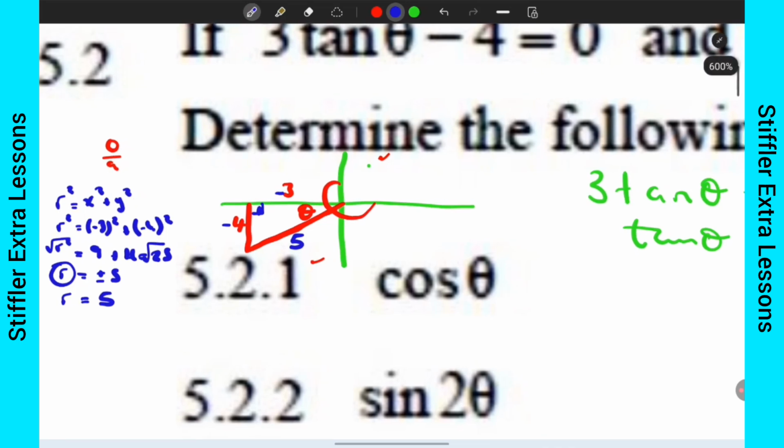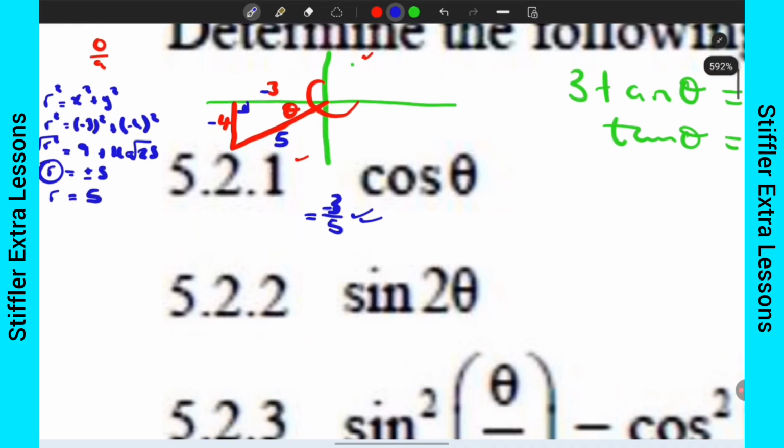So now we can deal with what we want to deal with here. They said we must solve for cos of theta. So what is cos of theta? We know that cos is equivalent to adjacent over hypotenuse, and our adjacent is negative 3 over 5. So this is negative 3 over 5, just like that.